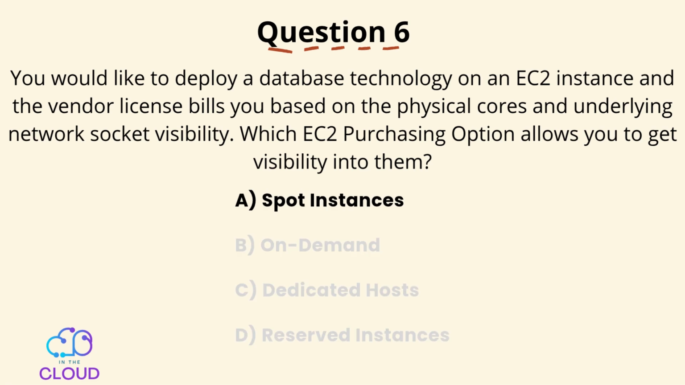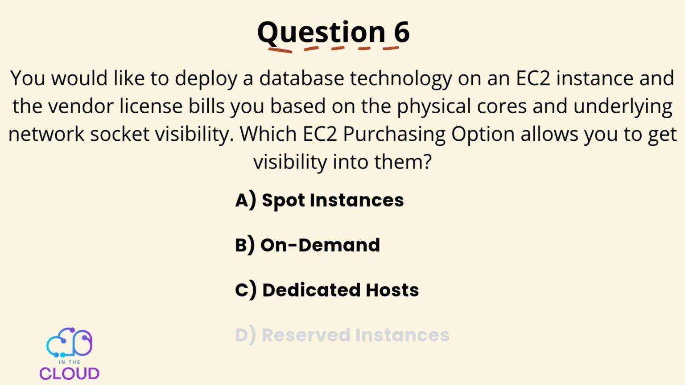A. Spot instances. With this purchasing option, you purchase unused capacity at a discount of up to 90%, but you don't have visibility on your physical cores and underlying network socket. B. On demand. Here you pay for what you use per second for Linux and Windows and per hour for other operating systems. Still, you don't have visibility on your physical cores and underlying network socket.